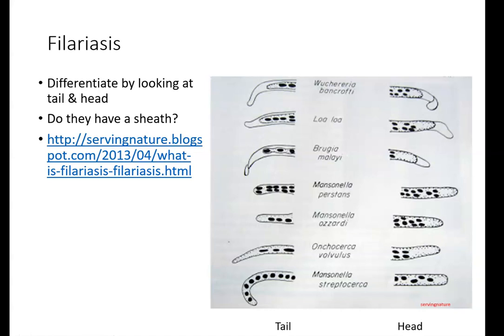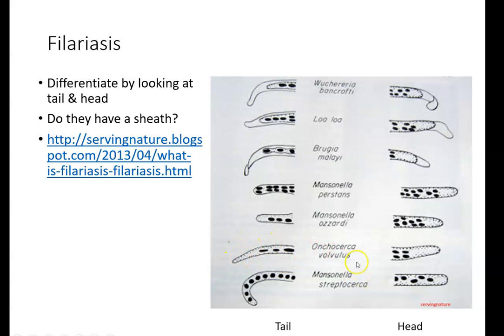So again, when you're looking at the ones that are unsheathed, Mansonella perstans has a double layer of dots. Ozzardi has single dots that don't go all the way to the end, and it's not a pointy tail, it's rounded, right? Onchocerca volvulus, very long tail, lots of space at the end. Okay, so lots of space at the end.